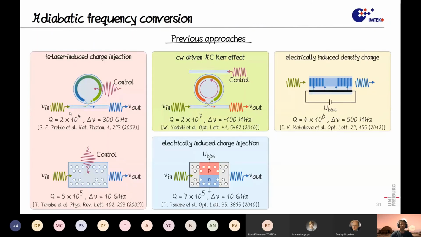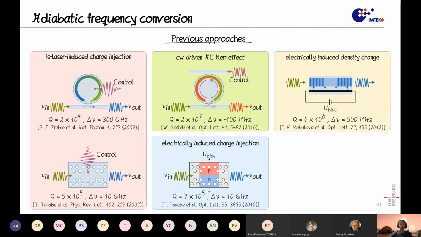And here, the quality factor was on the order of 10 to the power of 4, and the guys achieved 300 gigahertz of tuning. This is quite a lot. The drawback is the quality factor is so low, but it has to be so low because you're injecting free charges, and free charges is never good for quality factor. And the same scheme was used not just for, let's say, ring or disc-like resonators, but also for photonic crystal-based resonators.